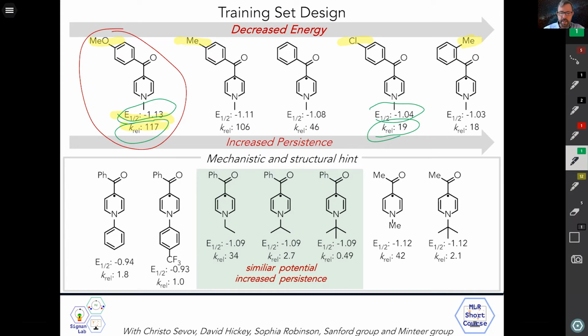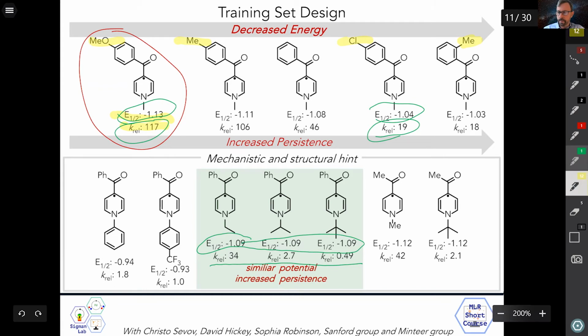But there's one place that this doesn't occur in our first sets of molecules that we evaluated, and that is here. So you go from ethyl to isopropyl to T-butyl on this set of molecules. You'll note that redox potential doesn't change. The alkyl group really dominates this, it seems. However, the K-rels are significantly different, and this is highlighted, as you can see here, by this rather exciting result where the K-rel is 0.49 relative to the rest of them. It's the best one on the screen. So these have similar potential and increased persistence.